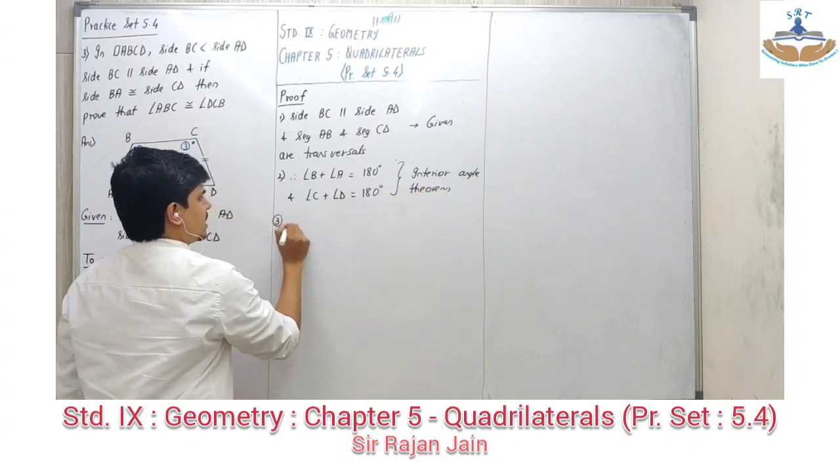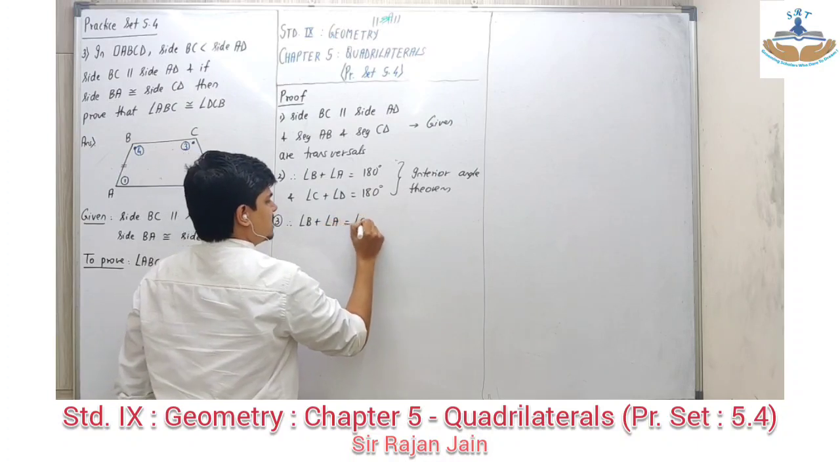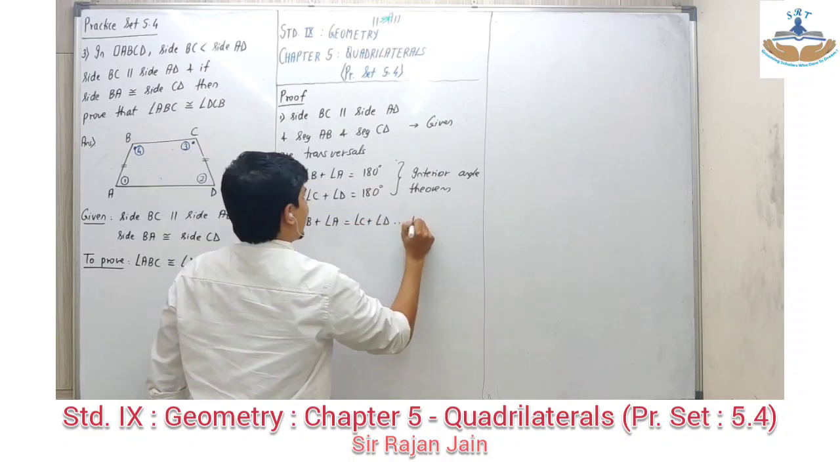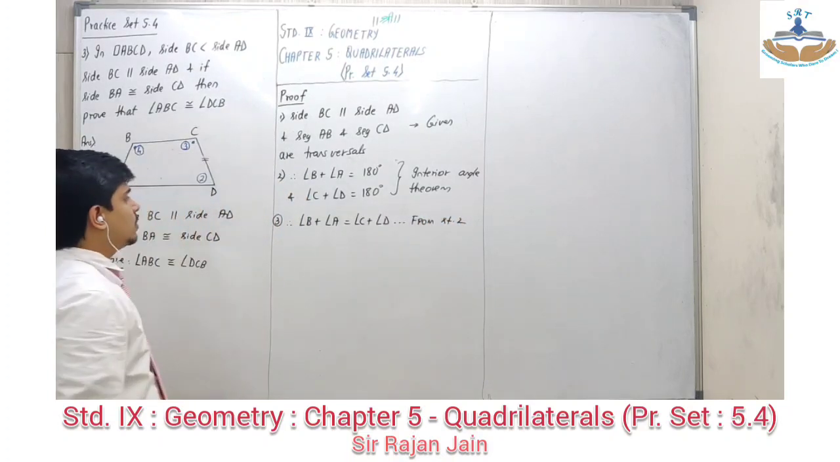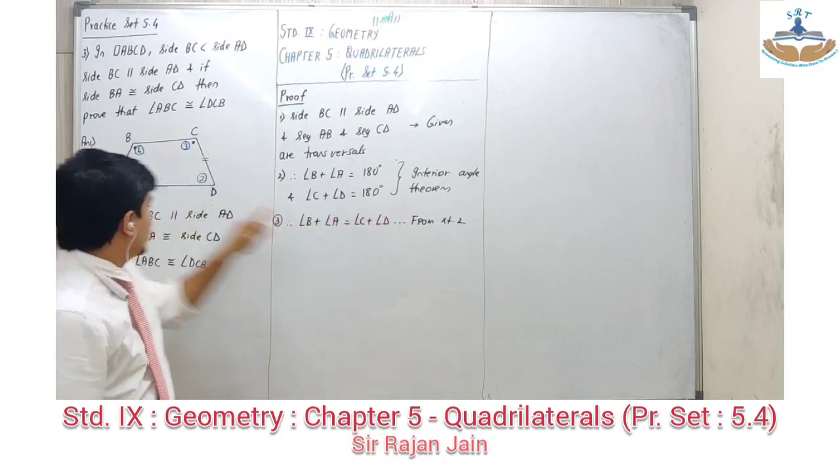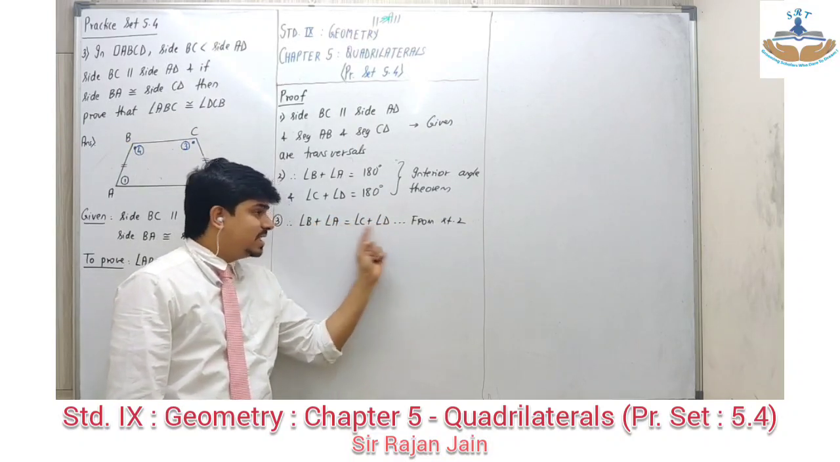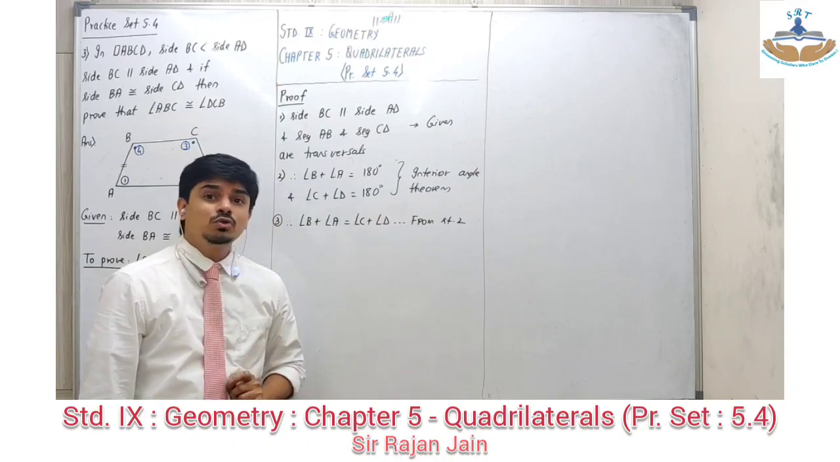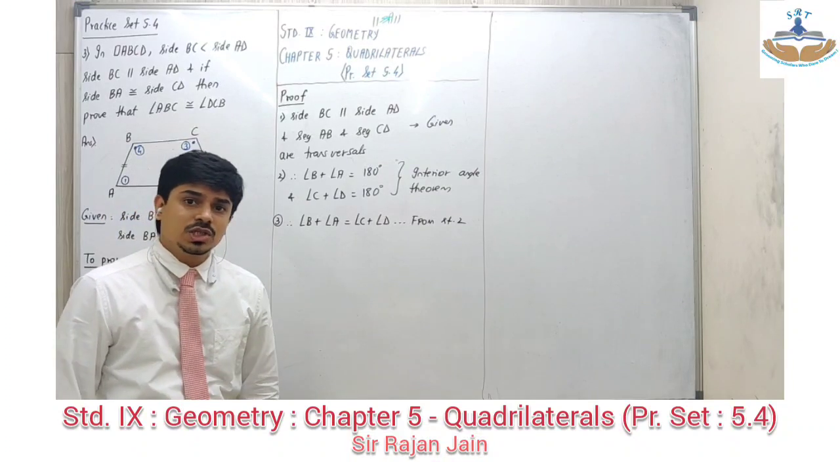Understood? Now the conclusion: therefore angle B plus angle A is equal to angle C plus angle D. You can write from step number 2. Now what do you have to do? A and D should get cancelled on both sides, so you will be left with angle B congruent to angle C. Now to cancel angle A and angle D, you have to prove them congruent. Why are they congruent? Because they are the base angles of an isosceles trapezium.